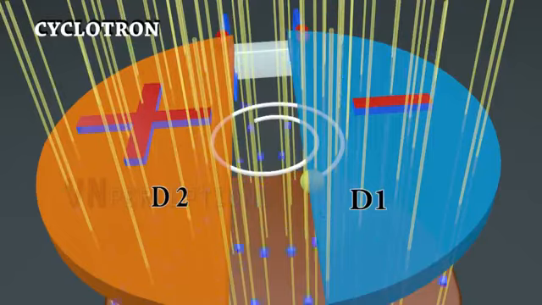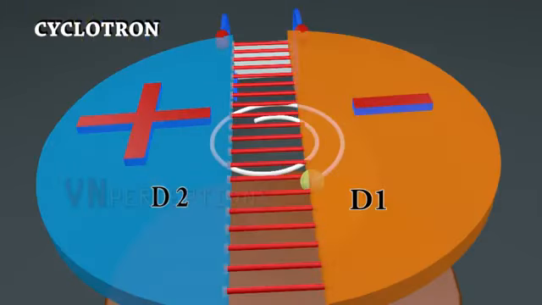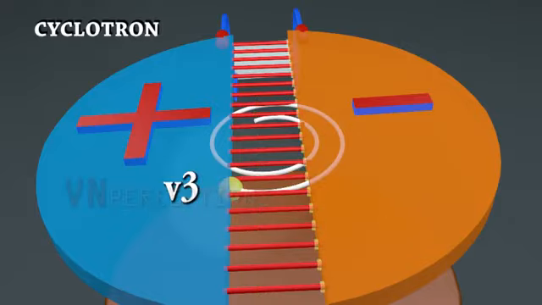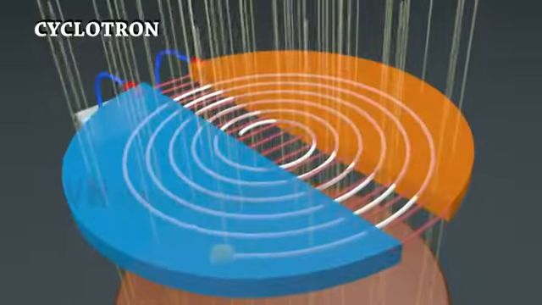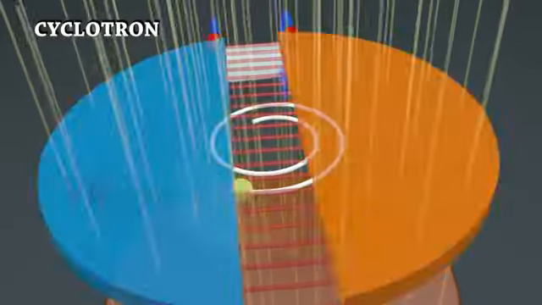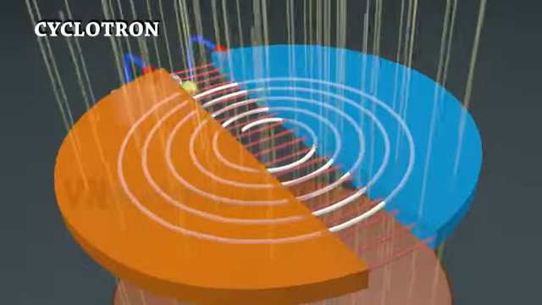When it comes out of the D, it comes under the influence of the electric field. Once again, the electric field accelerates the charged particle and now the velocity becomes v3. In this way, the particle moves in a circular path, and with each circle, the velocity of the charged particle increases.